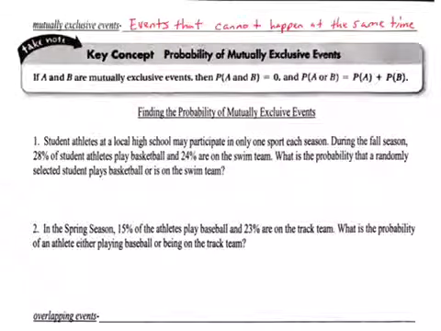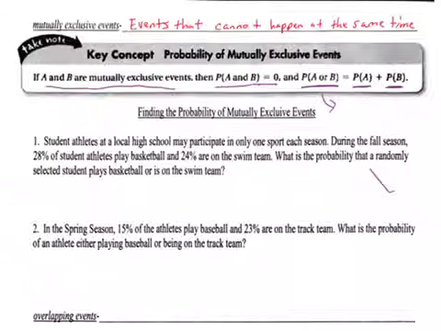Mutually exclusive events are events that cannot occur or happen at the same time. So the probability of mutually exclusive events: if A and B are mutually exclusive events, then the probability of A and B equals 0, meaning they can't occur at the same time. Therefore, the probability of A or B equals the probability of A plus the probability of B.